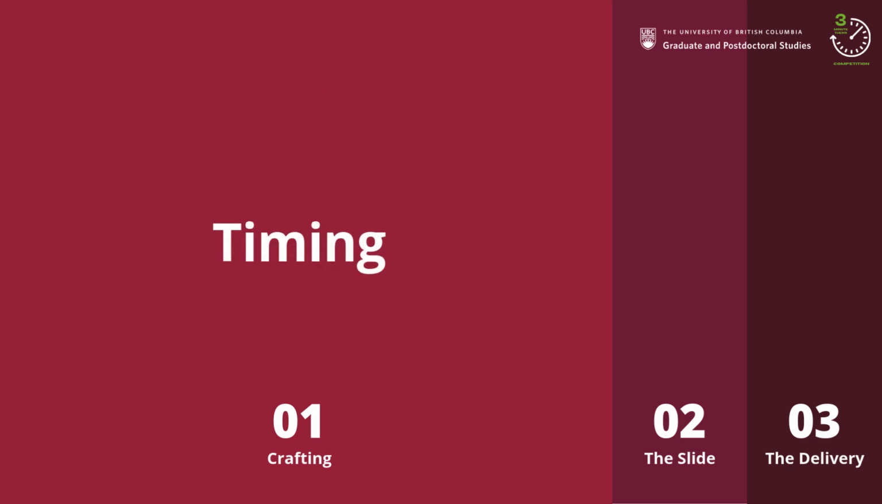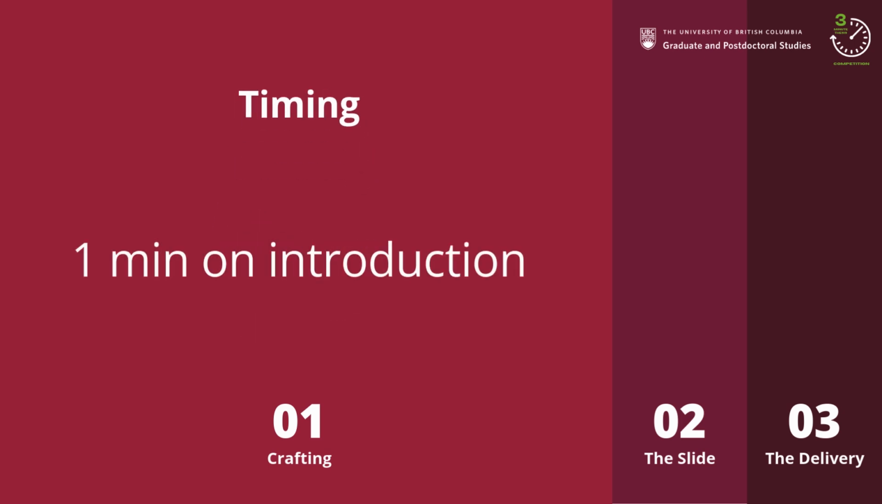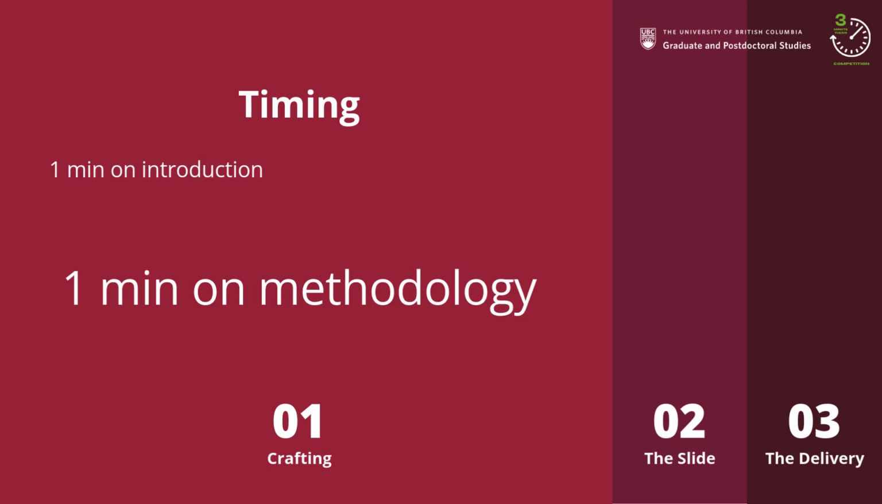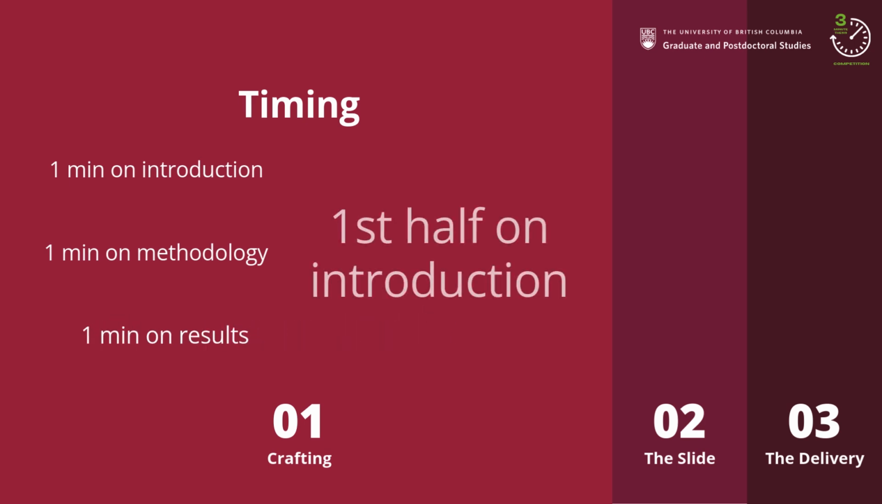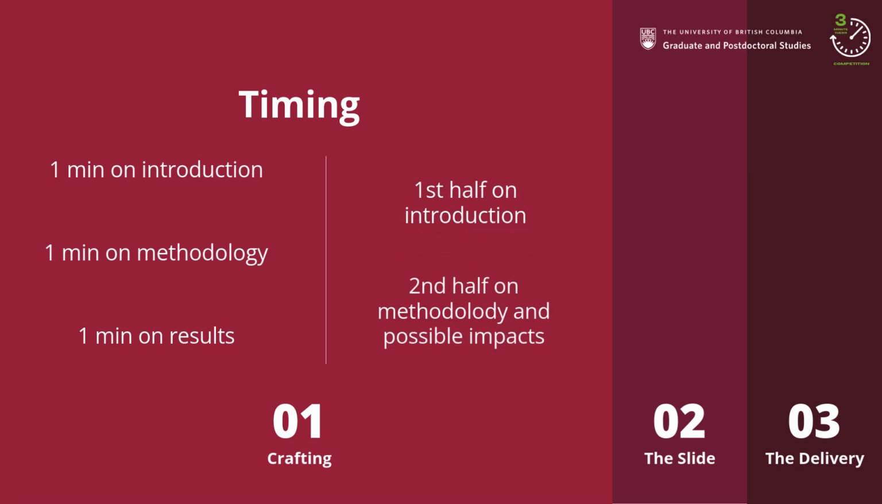So for three minutes, try 1 minute on the introduction, big picture, 1 minute on your methodology, and 1 minute on your results and the what now or what next. If you don't have results, this could shift to the first half being on the introduction, big picture, and the second half on methodology, along with what you're hoping to achieve.